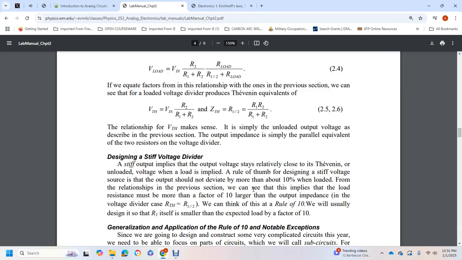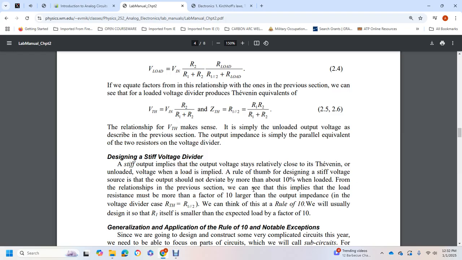Designing a stiff voltage divider. A stiff voltage output implies the output voltage stays close to the Thevenin or unloaded value when it is loaded. A rule of thumb in designing a stiff voltage source is that the output should not deviate more than 10% when loaded. From the relation in the previous section, we can see that this implies the load resistance must be at least 10 times larger than the output impedance of the voltage divider.